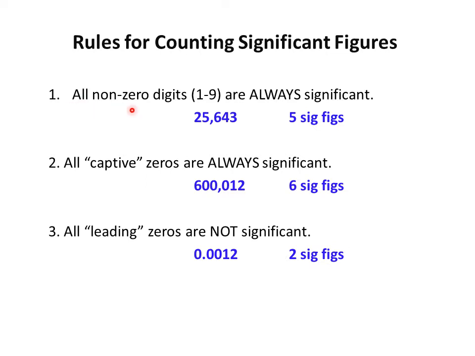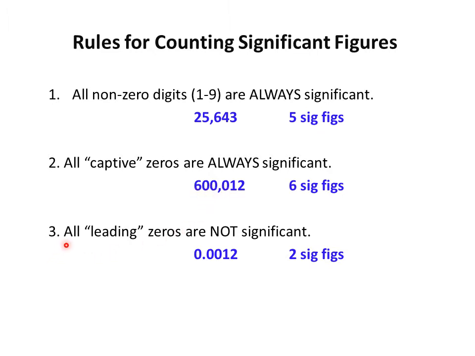First rule says that all non-zero digits 1 through 9 are always significant. So 25,643, I would count 1, 2, 3, 4, 5 Sig Figs. Second rule says that all captive zeros are always significant. So think of a captive zero as a zero being sandwiched between two non-zero numbers. Okay, so in this case 600,012, I would count 1, 2, 3, 4, 5, 6 Sig Figs here. All of these zeros are captive zeros.